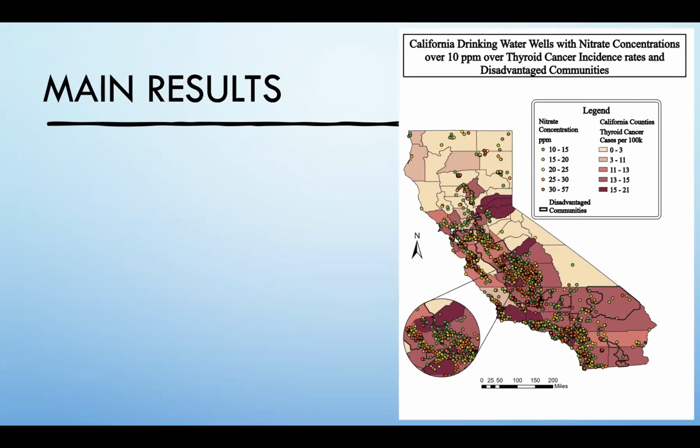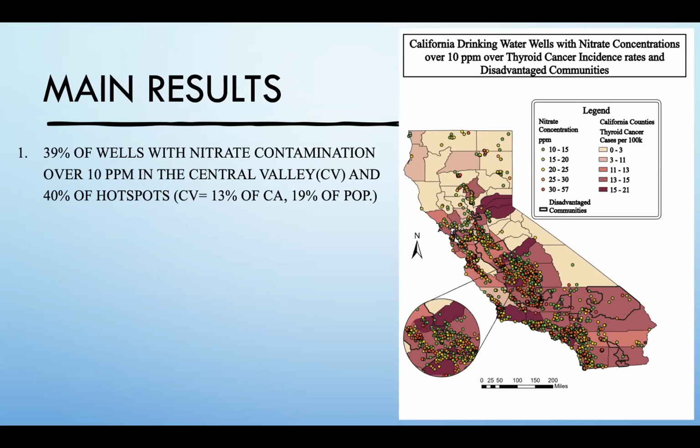So the main results from this initial analysis with the open data did confirm some of the other studies we've seen in California, with higher nitrate contamination in the Central Valley. 39% of wells with nitrate contamination over 10, the MCL, were in the Central Valley, and 40% of the hotspots. The Central Valley only makes up 13% of California land area and 19% of the population, so this is higher than what would be expected.